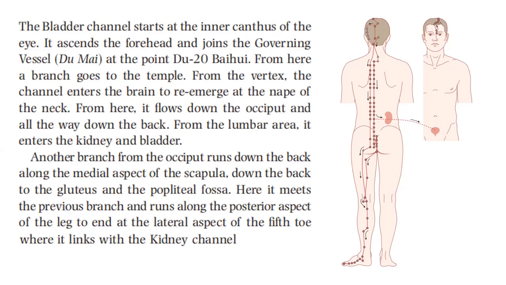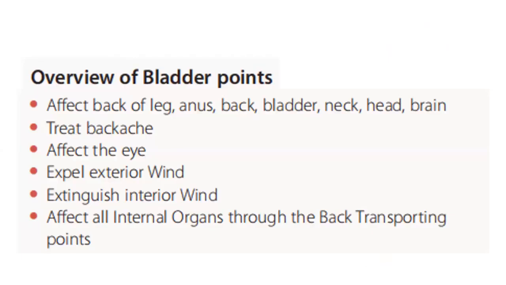Another branch from the occiput runs down the back along the medial aspect of the scapula, down the back to the gluteus and the popliteal fossa. Here it meets the previous branch and runs along the posterior aspect of the leg to end at the lateral aspect of the little toe, where it links with the kidney channel.